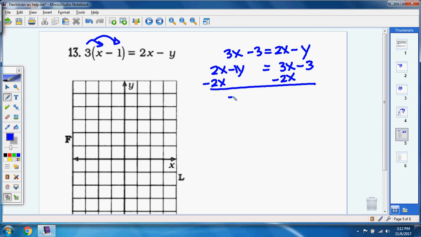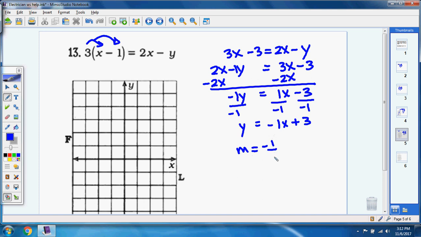So this gives me a -1y is equal to a 1x subtract a 3. Ooh, I'm almost there. Divide now. Divide by -1. Y is equal to a 1 divided by a -1 is a -1x. Or you can just say -x. And then a -3 divided by -1 is a +3. So my m, the slope, is going to be -1 over 1. And my y-intercept is 3.